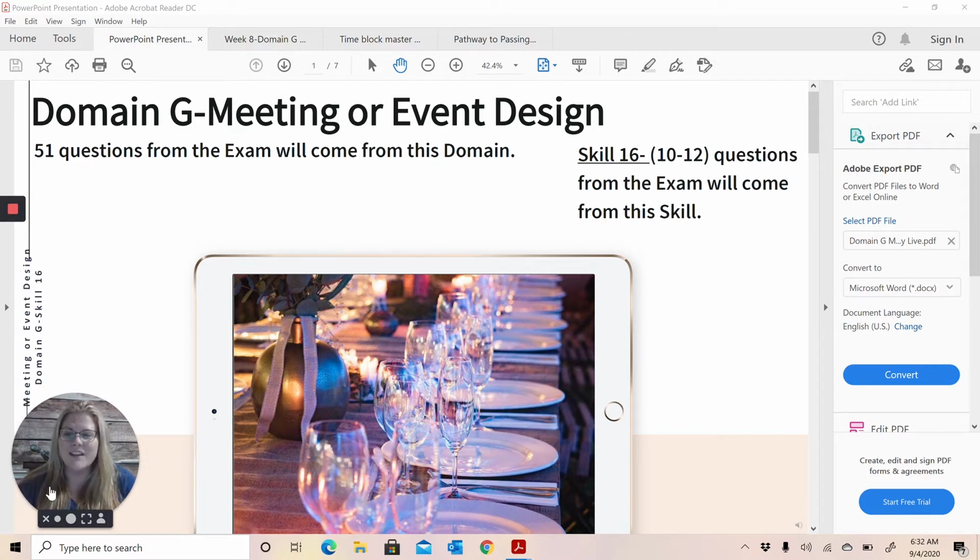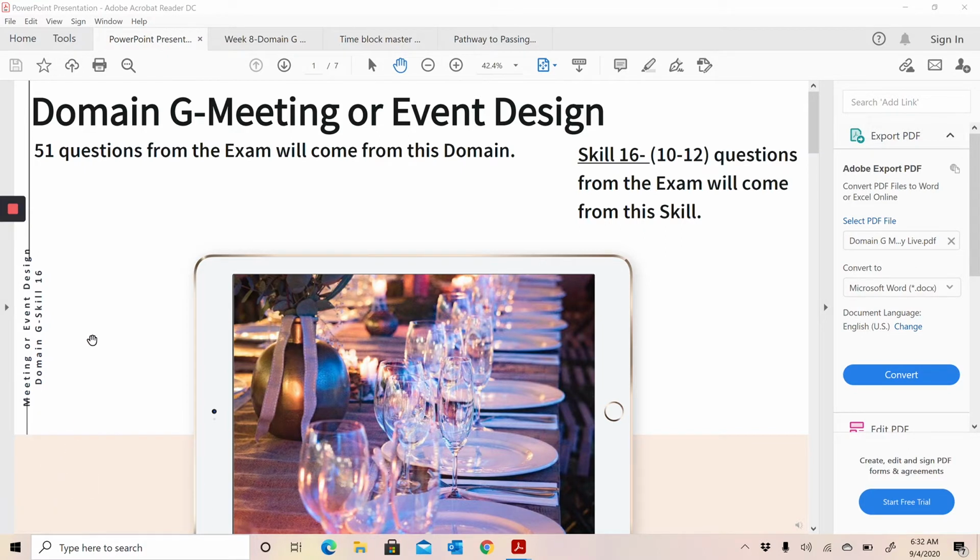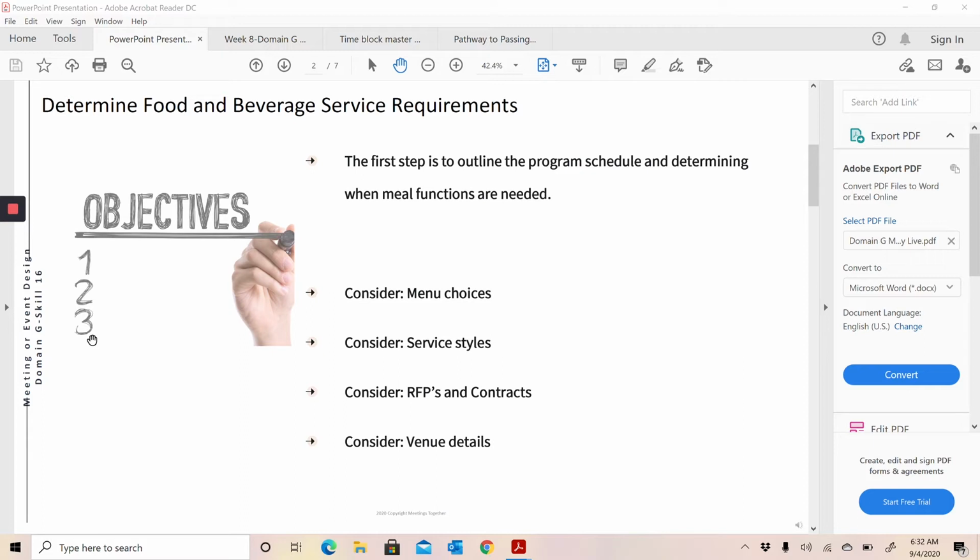So let's go ahead and dive into Domain G, Skill 16, where we have 51 questions on the exam from Domain G. So, determine food and beverage requirements. We always want to know the steps and how things go in order. The first step is to outline the program schedule and then determine what meal functions are going to be needed. So once you have your goals and objectives, you want to develop the schedule.